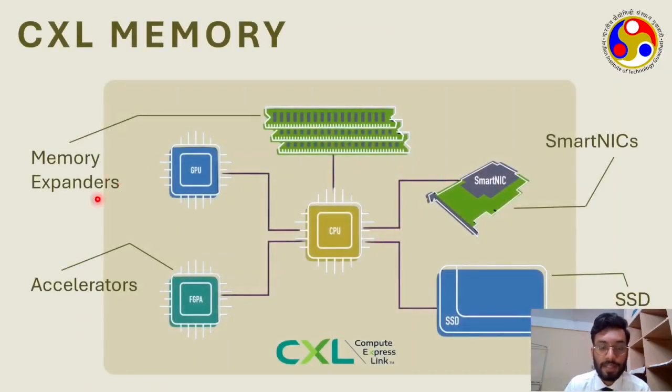Next, looking at CXL memory, our processor can now be connected to CXL devices via the PCI Express ports, and it connects to our processor via the north bridge. All the memory expanders, accelerators, smart NICs, or SSD cards are connected as CXL devices to our processor via the PCI Express ports.